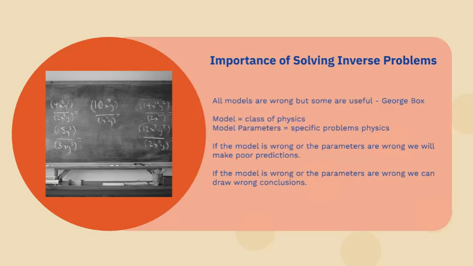So in essence, if either the physics that we solve is wrong or the specific problem that we solve is wrong, we will make poor predictions. In addition, if the physics that we solve is wrong or the specifics of the problem is wrong, we can even draw wrong conclusions. And that's really the danger of solving an inverse problem poorly, when we often have maybe the correct physics, but the wrong model parameters. That's usually when the wheels come off, when we start making predictions and claims that are maybe not 100%.